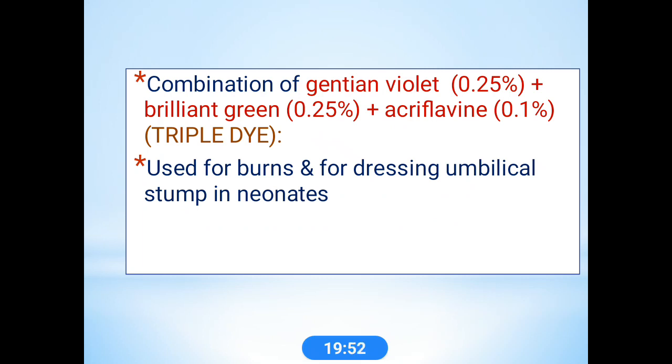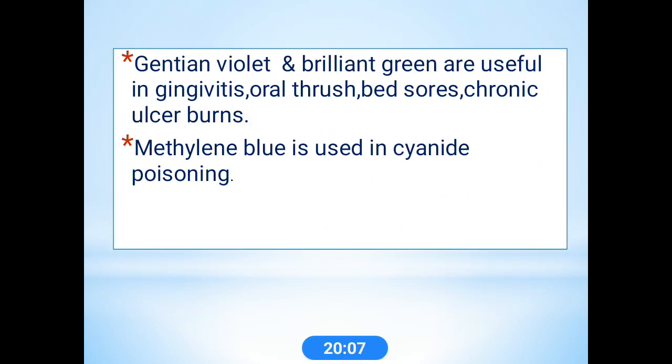The triple dye combination is gentian violet, brilliant green and acriflavine. It is most effective for burns, dressings, and umbilical stumps in neonates. Gentian violet and brilliant green are useful in gingivitis, oral thrush, bedsores, and chronic ulcers and burns. Methylene blue is a good indicator, mainly used in volumetric titrations, and is also used in cyanide poisoning.